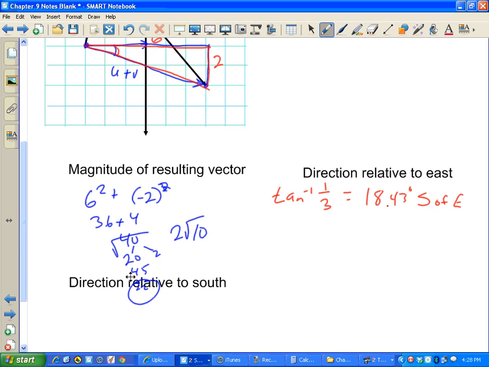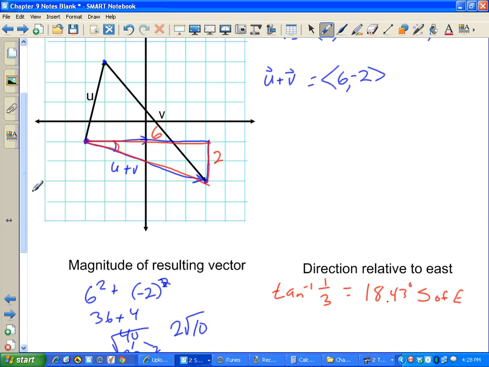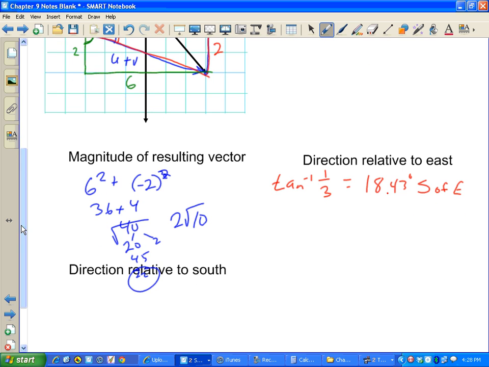If I want the direction relative to south, I'll make a green triangle for that. So this is south. If I were heading this way, that would be south, but I'm not heading south, so I want to know this angle now. How much east of south am I headed? So I need to know this angle. Well, in order to find that, this is 6, this is 2. So I'm going to do tangent inverse of 6 over 2, which is 3. So tangent inverse of 3.